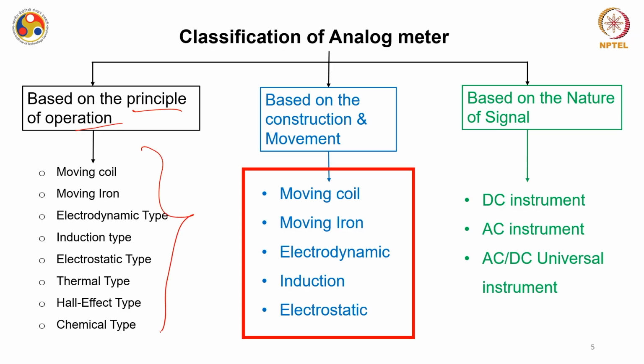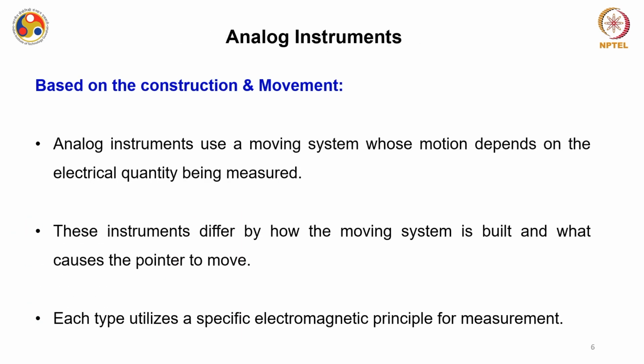If you remember, in the previous class when we were talking about different principles of operation, we minutely observed the principle behind the working of the moving coil, for example, or moving iron. But in today's class, we will see how their construction differs and how this difference in construction actually has an impact on the measurement tool. So, let's discuss in a little more detail.